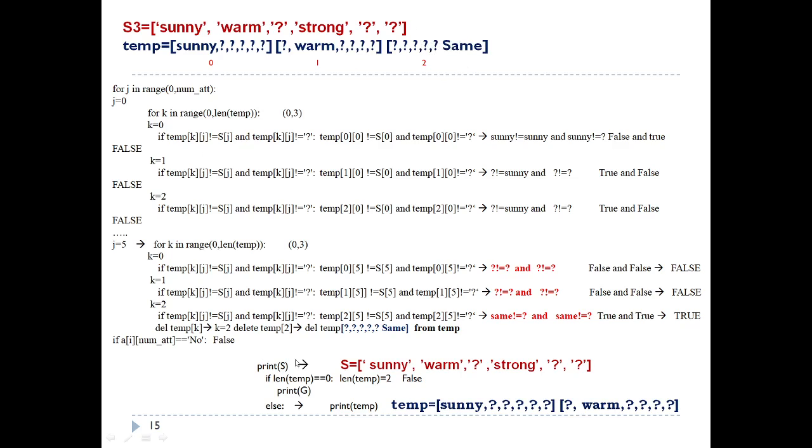So what happens once we remove that? Now we need to print the specific hypothesis, and here it will check if length of temp is equal to 0. No, here the length of temp is 2, right? So it is false. So it will come out of this if condition, and it will go to the else part. Here in the else part it will print the temporary list, that is nothing but sunny with the attribute values sunny and warm. So this becomes the maximally general hypothesis G, and this becomes the maximally specific hypothesis S.